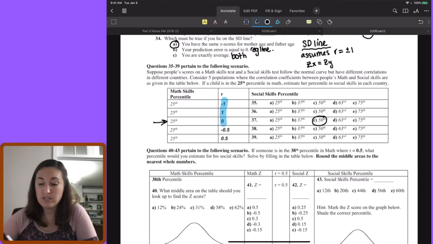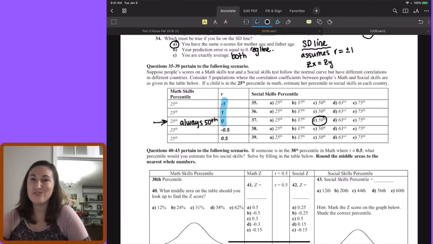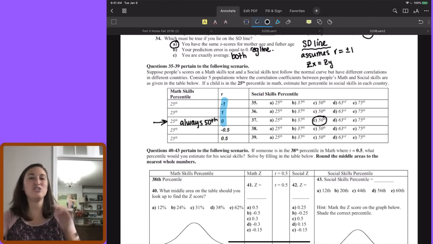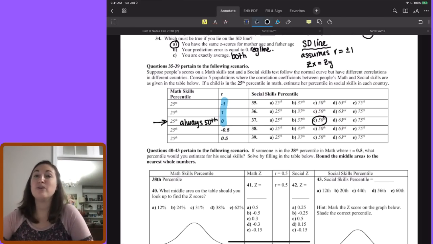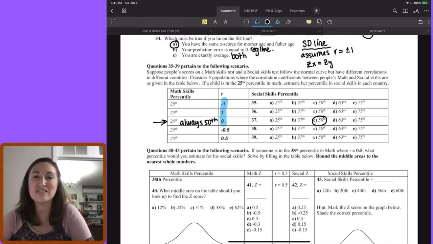So if R equals 0, then our prediction is always going to be the 50th percentile. Because if there's no correlation, knowing one tells you absolutely nothing about the other. We have to make an educated guess, so our best guess is always going to be the 50th percentile. So regardless of what scenario this is, that's always going to be the case.